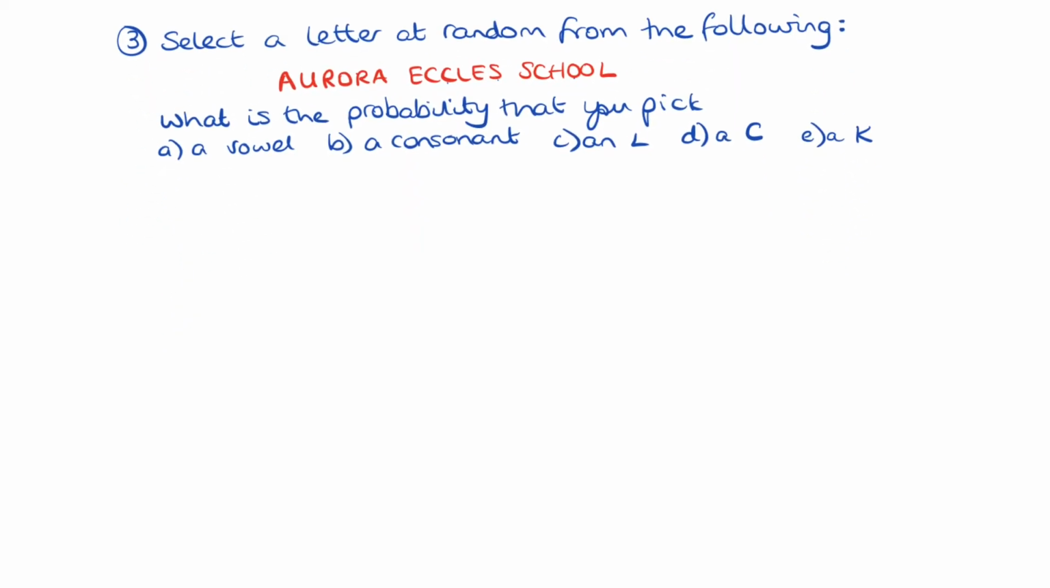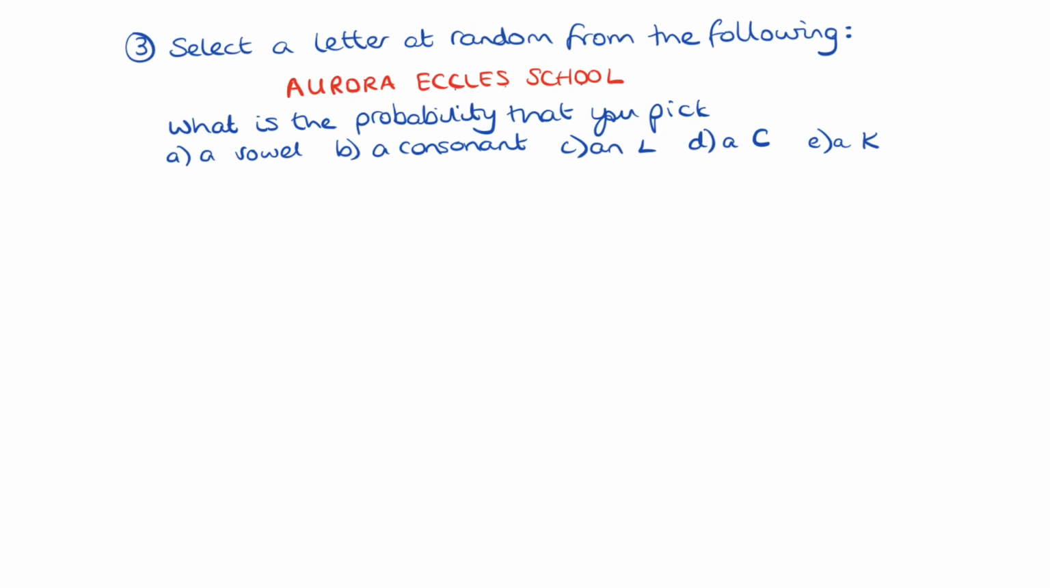Right. Last question we're looking at today. Select a letter at random from the following. Aurora Eccles School. What is the probability that you pick a vowel, a consonant, an L, a C, or a K? Well, let's have a look then.